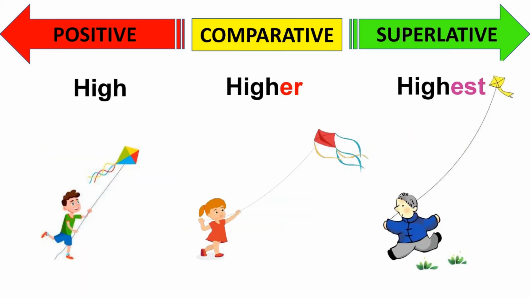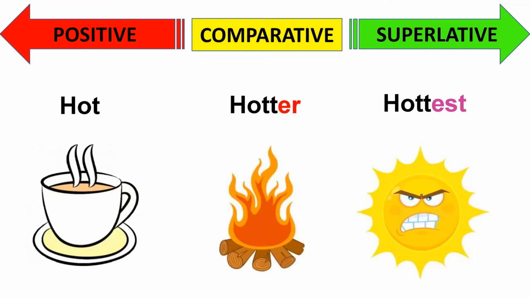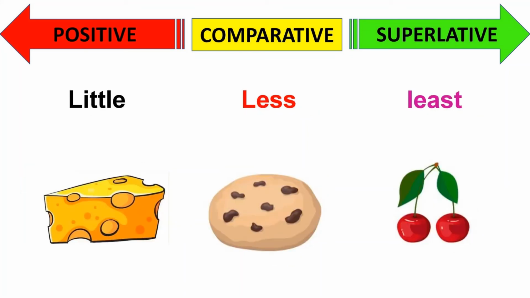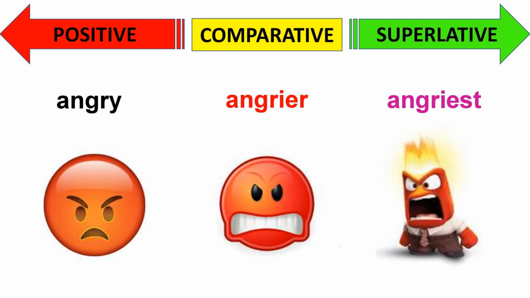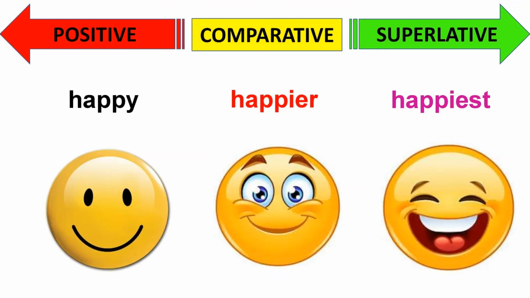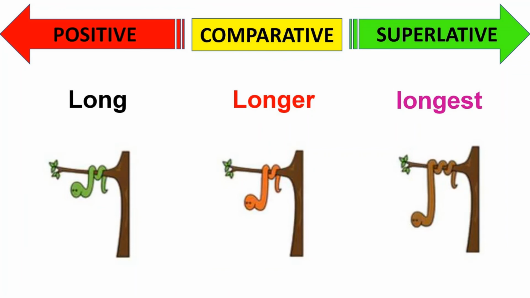High, higher, highest. Slow, slower, slowest. Hot, hotter, hottest. Small, smaller, smallest. Little, less, least. Angry, angrier, angriest. Rich, richer, richest. Happy, happier, happiest. Thick, thicker, thickest. Long, longer, longest.